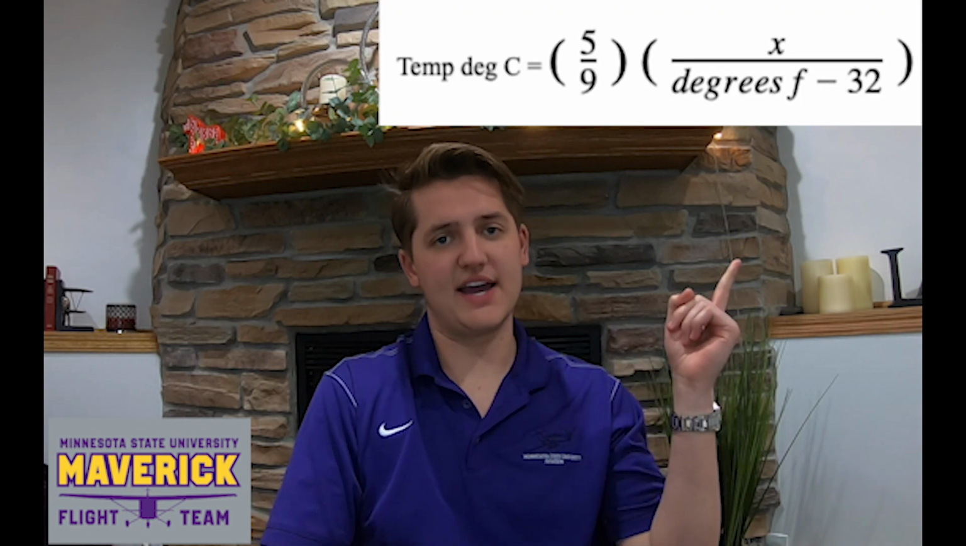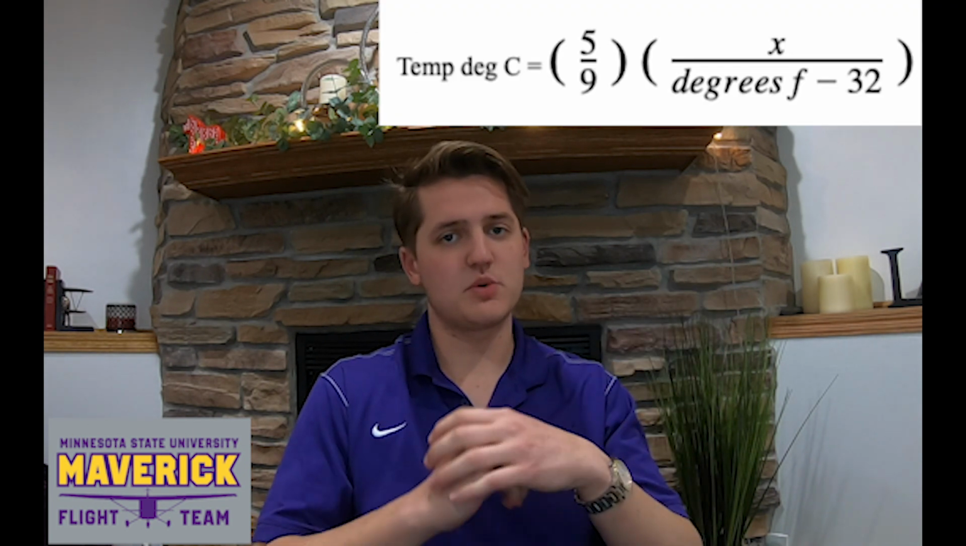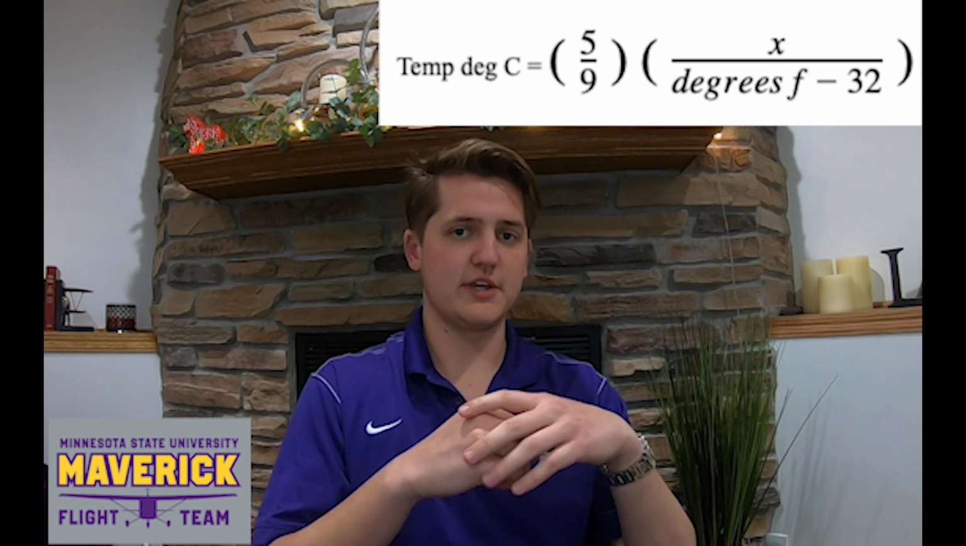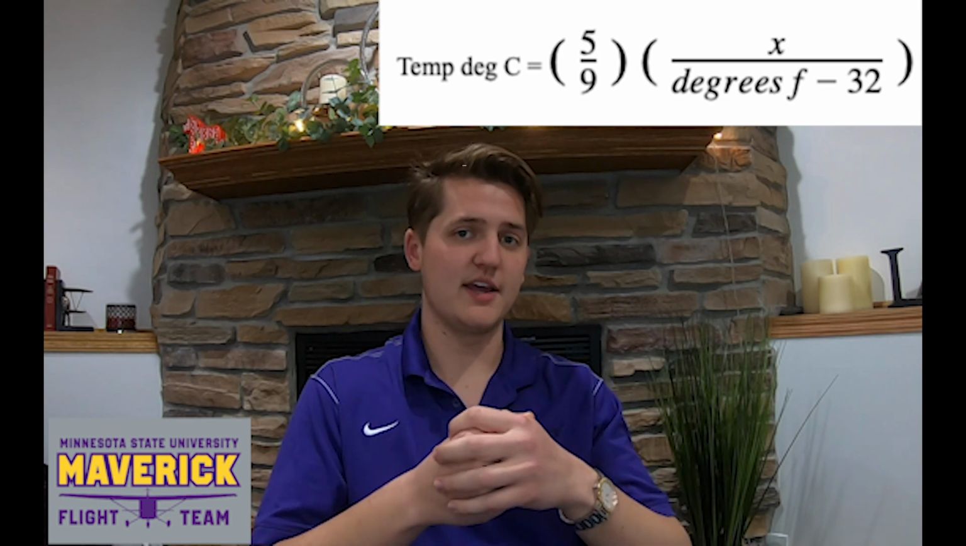The formula is the same principle, however there are a couple of caveats. Instead of 9 over 5, we actually have 5 over 9. And then in the next proportion, we still have x over degrees Fahrenheit. However, you have to take the degrees Fahrenheit and subtract 32 first.